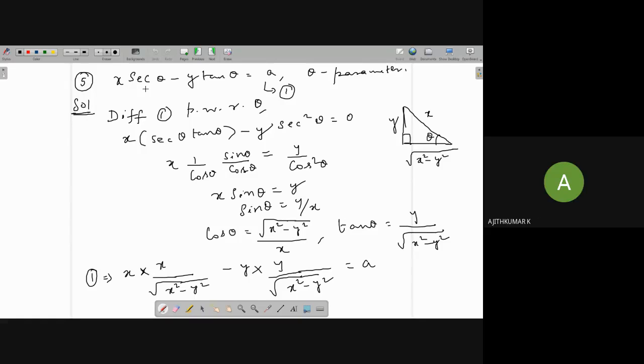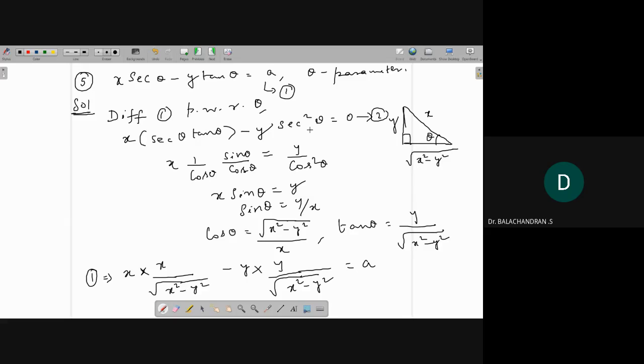Where is the differential equation? Sir, in second equation, sir, divide by secant theta. This equation, this equation. Yes, sir. I call this is second equation. Okay. So if you divide by secant theta, you have what? X tan theta minus y secant theta equal to 0. Yes, sir. Okay. Then we square the first equation and second equation, and 1 minus 2, we get the answer, sir. Okay. Equation 1 minus 2.